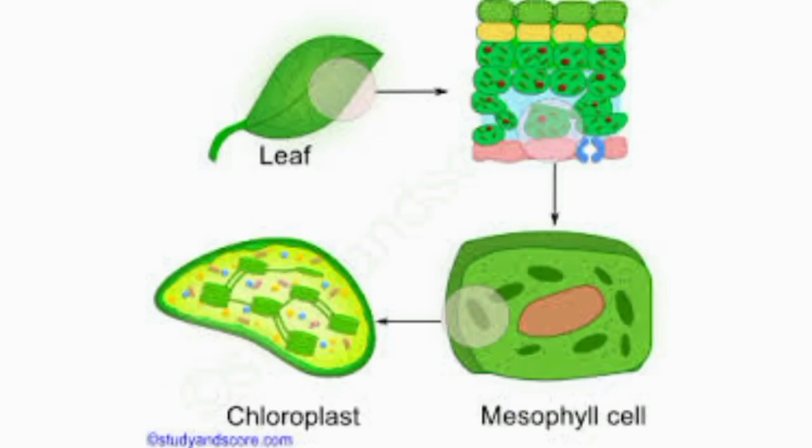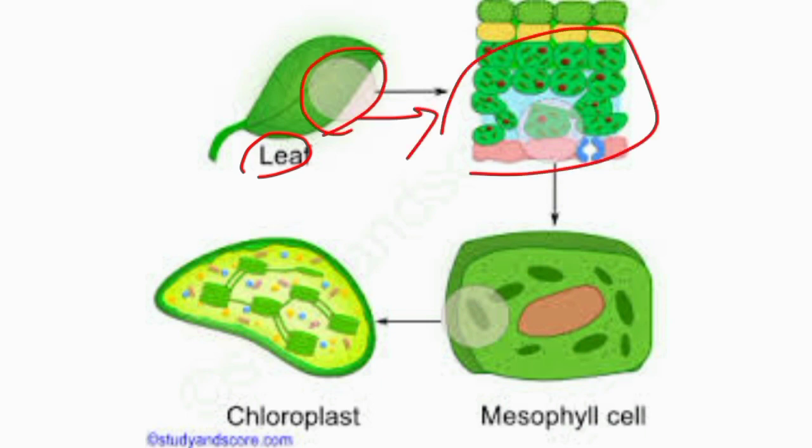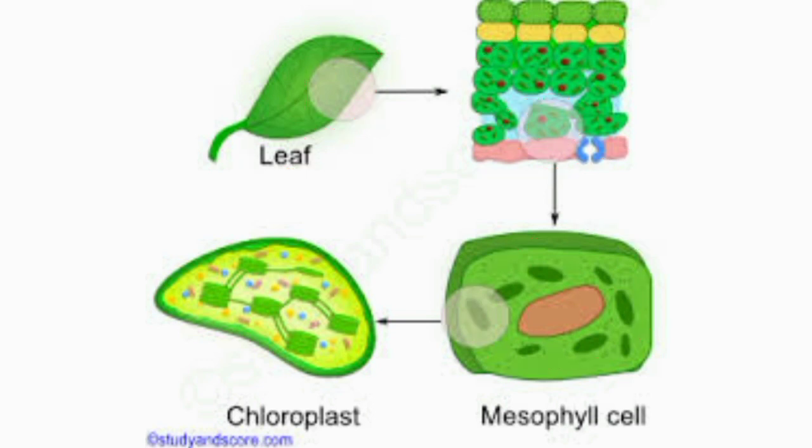Here is another diagram. It is showing a leaf and the transverse section of the leaf is shown here. So here these are the mesophyll cells, and this mesophyll cell can be a palisade mesophyll or a spongy mesophyll. This mesophyll cell has chloroplast. You see this, there are many chloroplasts in the mesophyll cell.